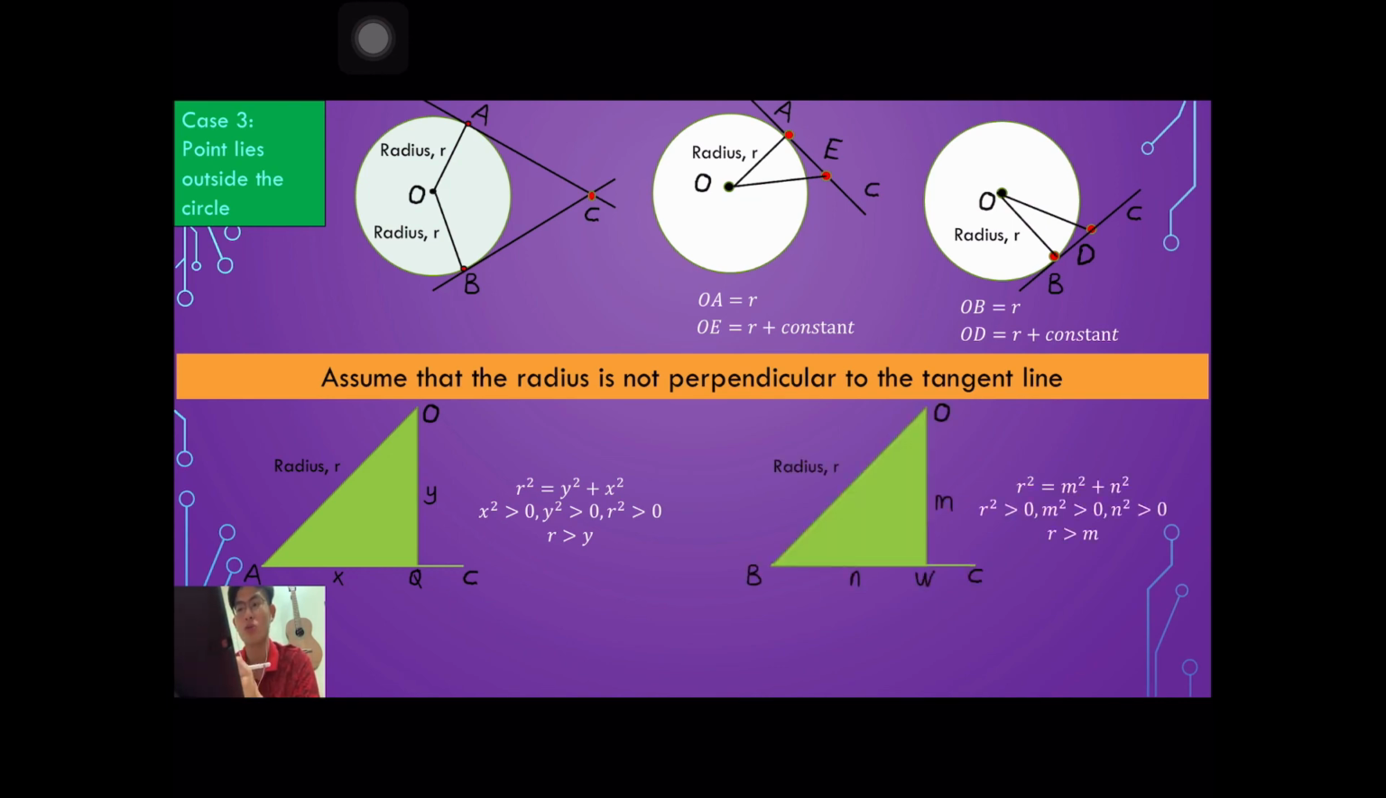Hence, we can conclude that point Q and point W are the closest points on line AC and line BC to the origin of the circle, which is a contradiction to the fact that point A and point B are the closest points on line AC and line BC to the origin of the circle. Hence, we have proven case 3 by contradiction.